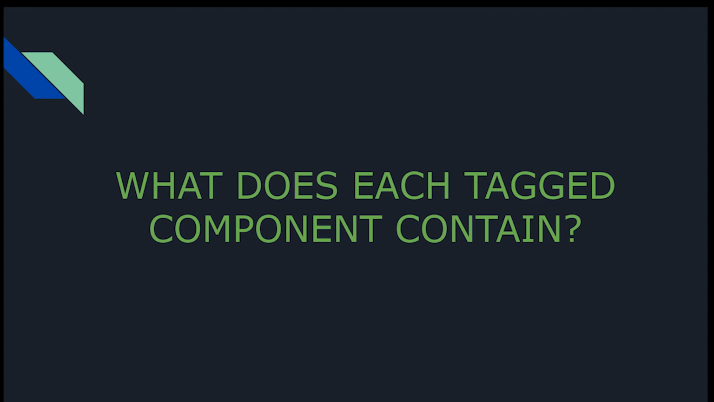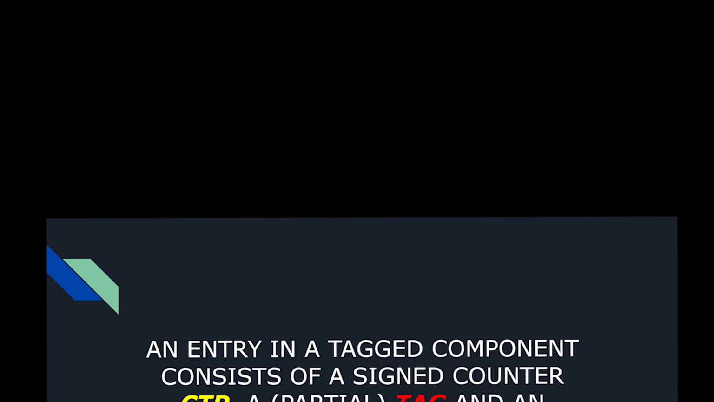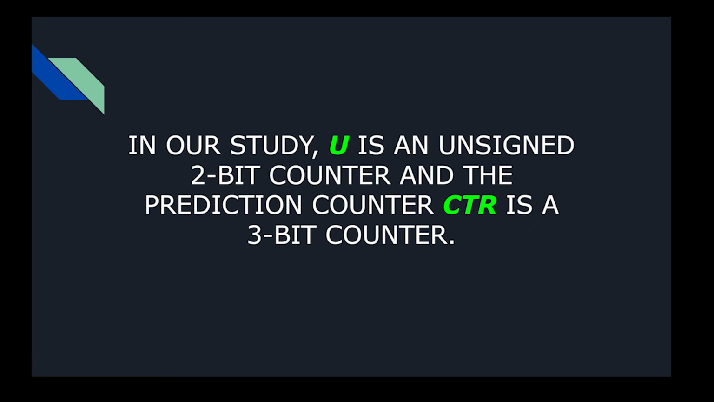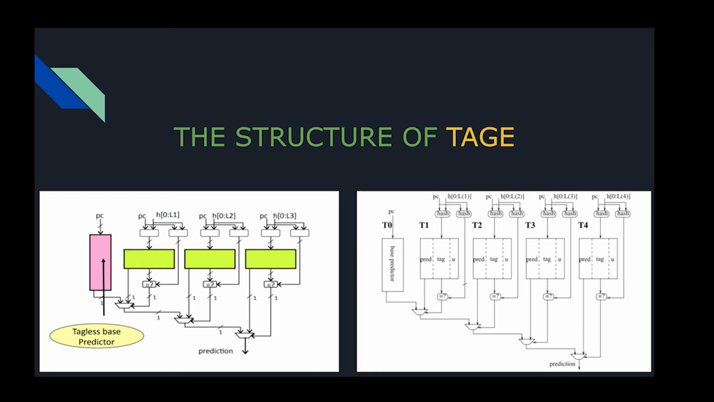Now let's see what each TAGE component or table contains. An entry in a TAGE component consists of a signed counter CTR, a tag, and an unsigned useful counter U. So in the study and the research paper, U is an unsigned 2-bit counter and the prediction counter CTR is a 3-bit counter.